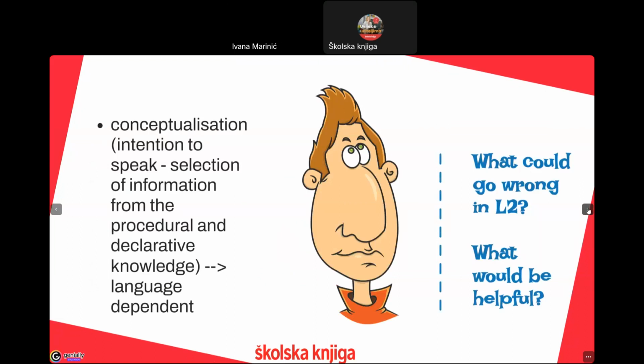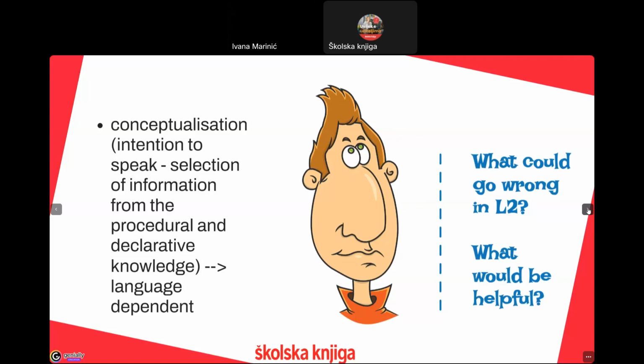So, okay, let's see about this conceptualization phase. Since this is language one that we were talking about, let's see what happens in the second language. So conceptualization, as you can see, you find information in your brain, in your memory, and you select information from procedural and declarative knowledge. What is that? Declarative knowledge is the knowledge about something. So I know that, for example, ball is a word, and I know that it consists of four letters, B-A-L-L, and I know that it is pronounced like that, and so on and so on.